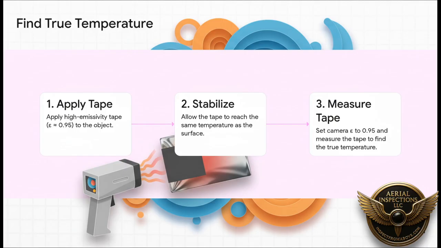You wait a moment for the tape to reach the same temperature as the object, and then you set your camera's emissivity setting to 0.95 and measure the tape. And boom, just like that, you have the object's true surface temperature. You've basically created your own little virtual black body.